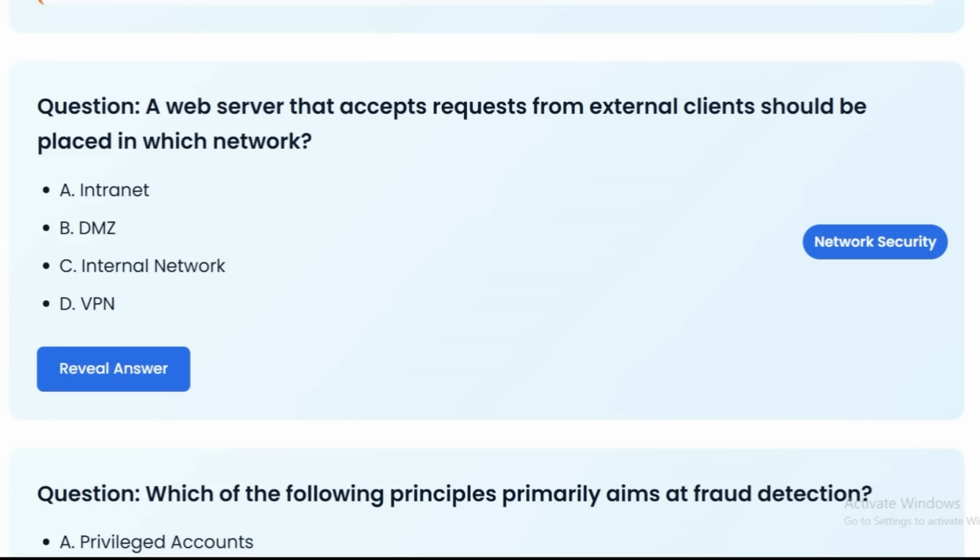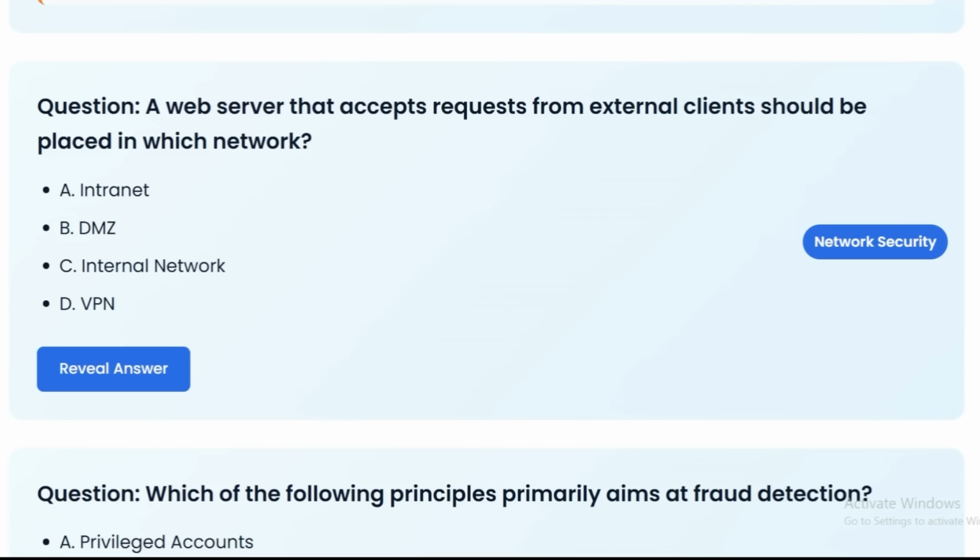You need to understand that a VPN is like a tunnel for connecting. An intranet is a network within a localized space. It's not dealing with external clients. Definitely, it's not external. Internal network, same thing. An internal network is within maybe an organization's network. It's not dealing with external. So DMZ is likely our answer. So let's check the answer.